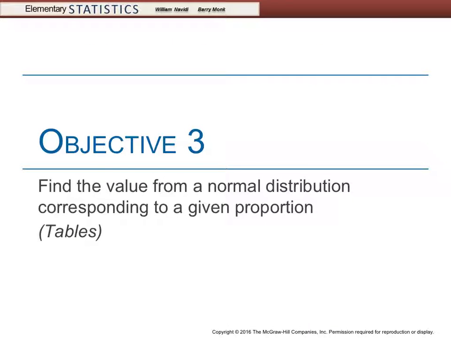So now we're going to find a value from the normal distribution corresponding to a given proportion. So we're trying to find x. Our idea here is that we're trying to find a value of x for an area or a probability. Okay, so we want to find x.